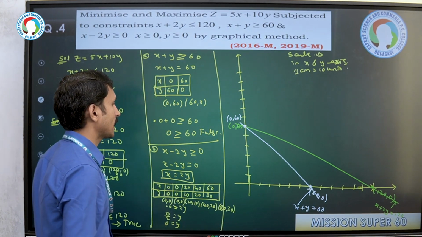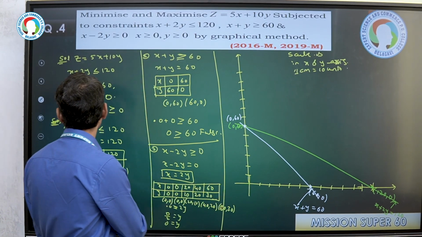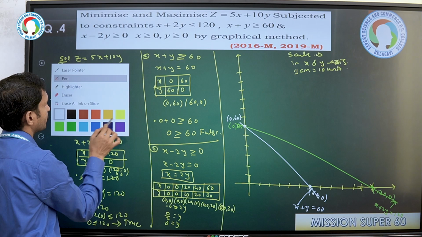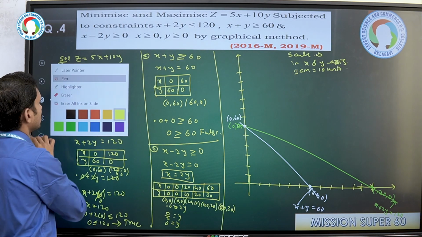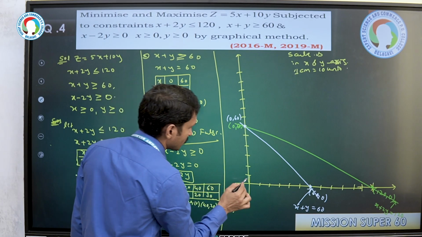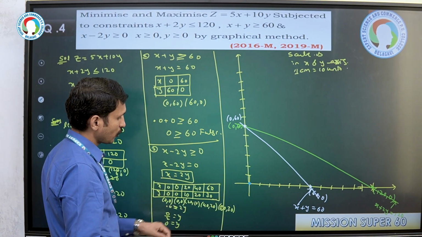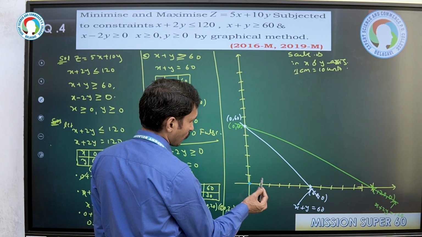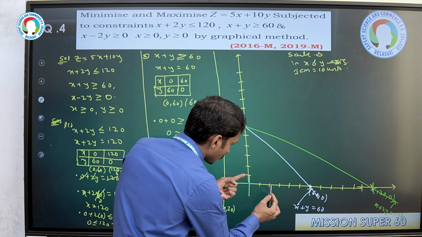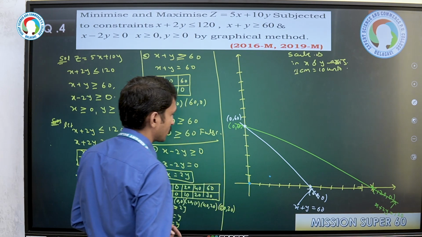So another line. The third line: 0, 0. So 0, 0 is 0, 0. Then 20, 10: x is 20, y is 10. See here. Okay. Next.